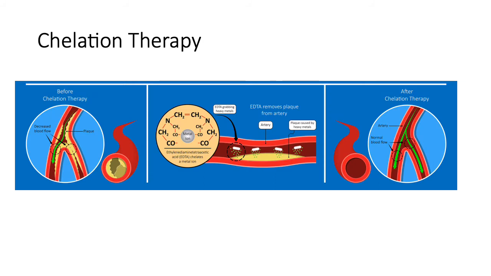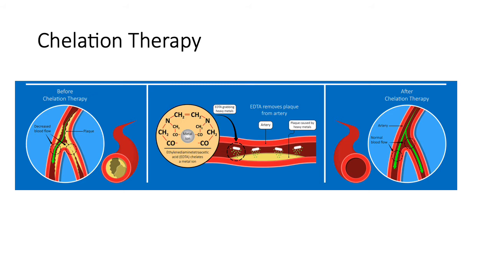Chelation therapy could be an alternative treatment that could be used to remove heavy metals or toxins from the body by using chemicals. In fact, it's been used for a long time to treat lead and mercury poisoning, as we've discussed before. But now many people believe that it can be of benefit to people suffering from heart disease, maybe as a preventative measure, and other health problems.